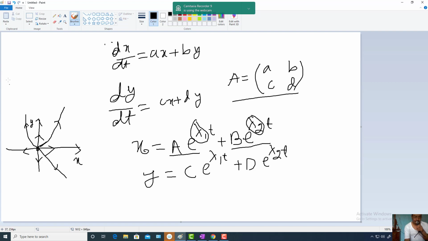So as t tends to infinity, y is tending toward infinity and x is also tending toward infinity. So here also it is going like this. The orbit, trajectory or phase curve is moving away from the origin, from the fixed point. So that is why it is called unstable.